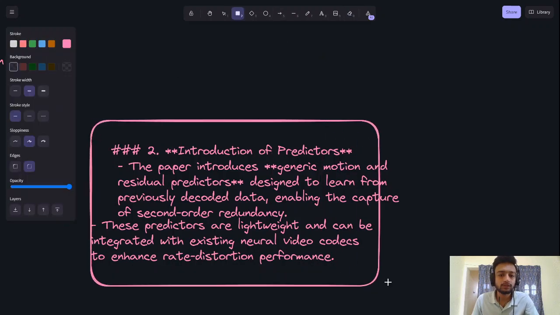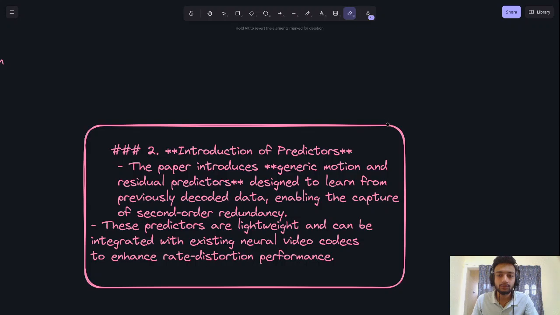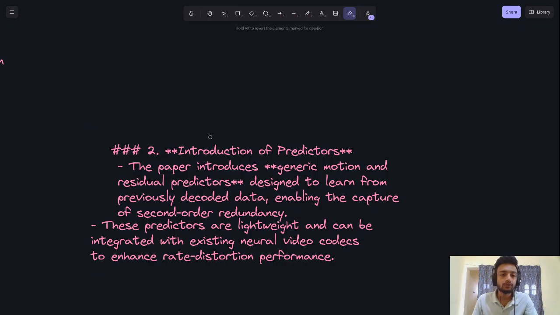So quickly moving into this topic in this video, the introduction to predictors. So what are predictors? The paper introduces generic motion and residual predictors designed to learn from previously decoded data, enabling the capture of second-order redundancy. So the paper is introducing generic motion and residual predictors designed to learn from previously decoded data, enabling the capture of second-order redundancy.